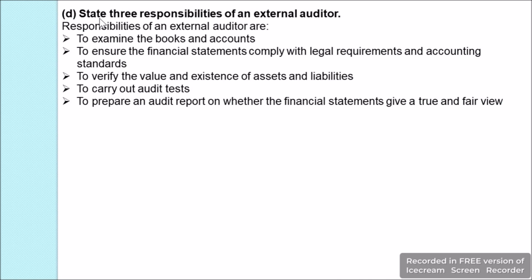Lastly, we have bit D of the question, which asks us to state three responsibilities of an external auditor. The three responsibilities of an external auditor are: first, they have to examine the books, that is the journals, ledgers and the final accounts of the business. They have to ensure that the financial statements comply with both IAS and FRS accounting standards, and then they have to verify that the existing assets and liabilities are accurately stated, neither understated nor overstated. They have to test all these things and carry out audit tests, and then they have to prepare the audit report and state whether the books as well as the accounts show a true and fair picture of the business or not. And with this, we have completed this question.